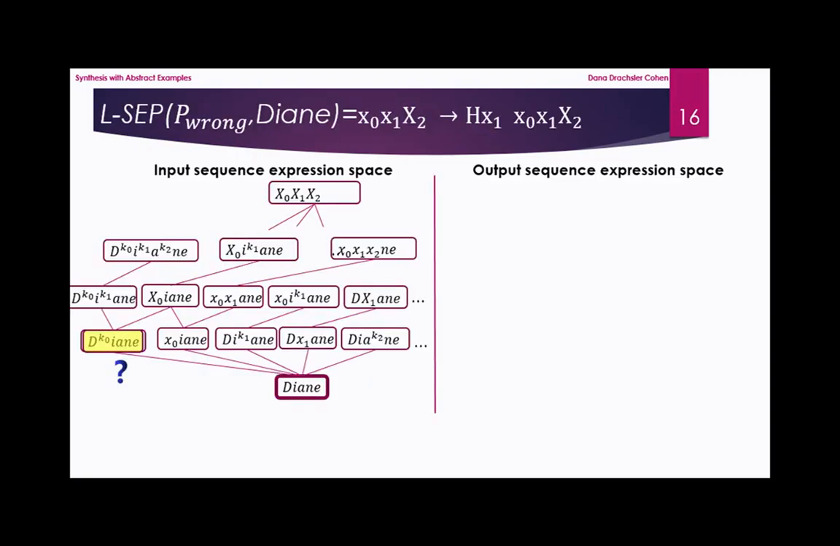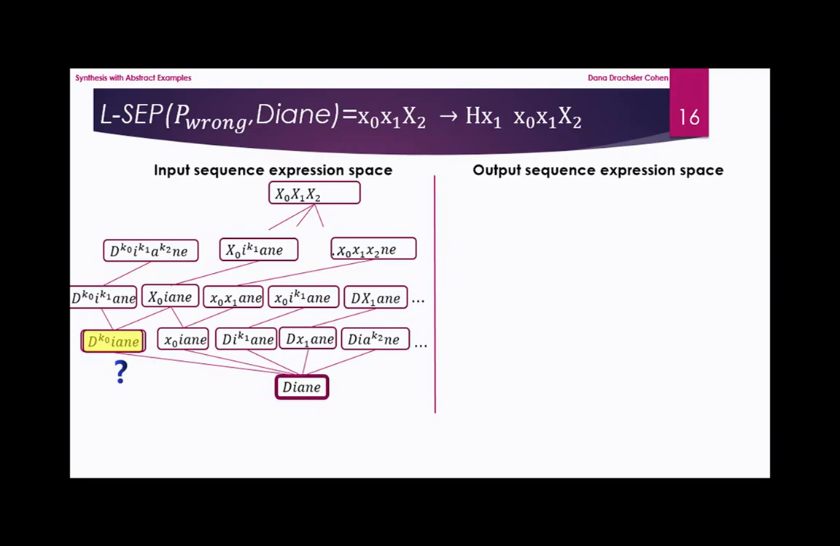Here we have LSEP invoked on the wrong program that we have as a running example. We start with Diane, and we know what the abstract example is, we've already seen it. We want to learn the abstract example that if we have the first string that has 2 characters, the output would be age, followed by the second character, and then followed by the entire string. Okay, so how do we do this? First, conceptually, we have the input sequence expression, and at the bottom, we have the concrete input Diane, and at the topmost, we have any string, and we try to generalize this concrete input.